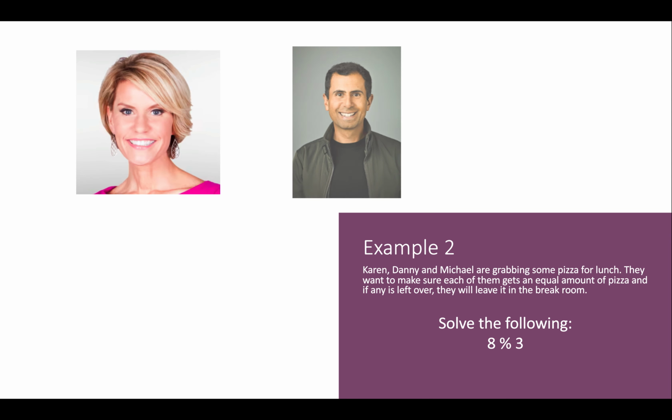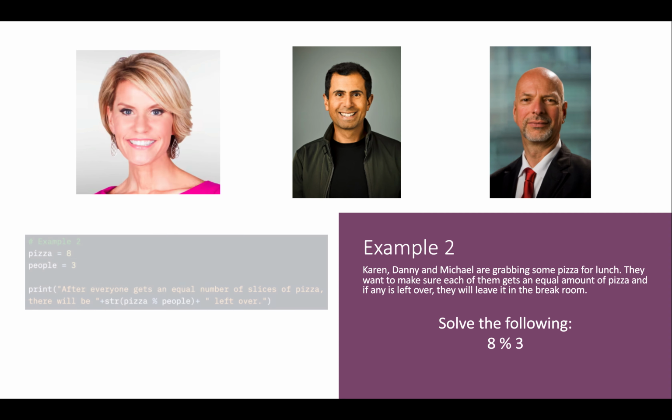So, another example here. Karen and Danny and Michael are grabbing some pizza for lunch. They want to make sure each of them gets an equal amount of pizza, and if any is left over, they're just going to leave it in the break room. So this could simulate 8 modulus 3. The reason I did 8 was because there's 8 slices in a pizza. There's 3 people: Karen, Danny, and Michael.